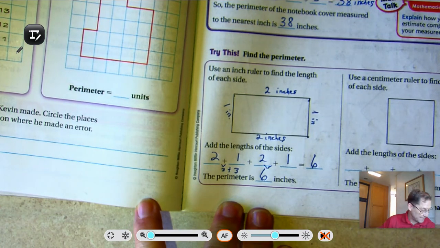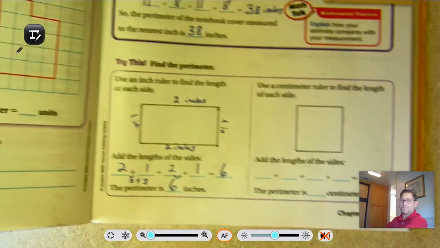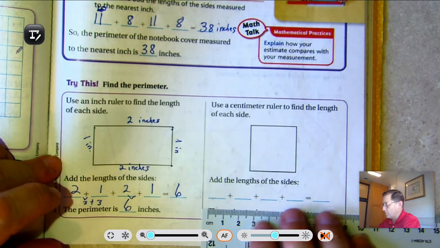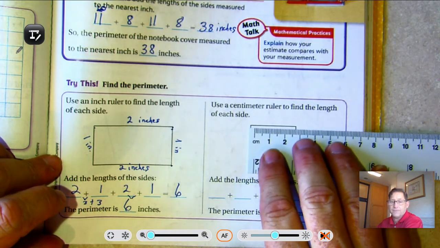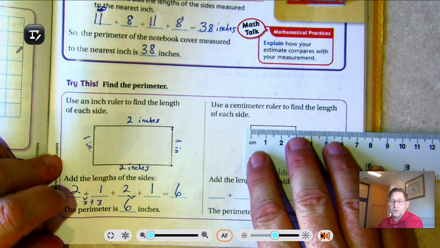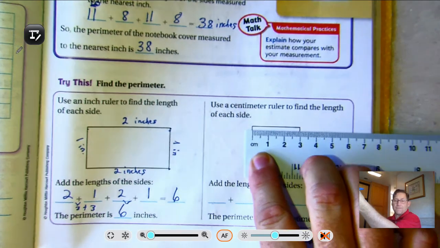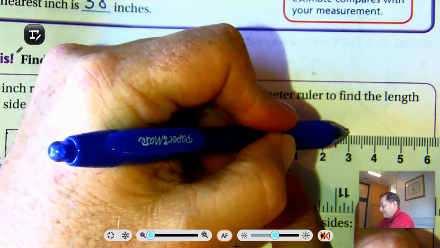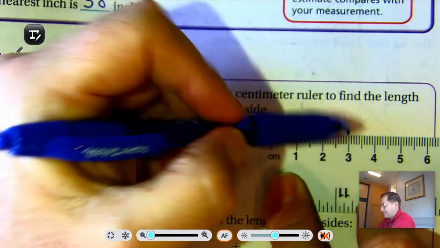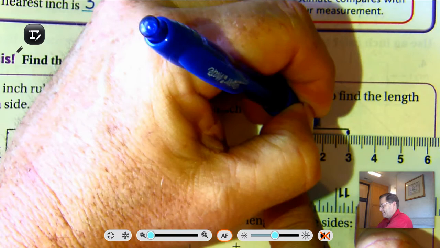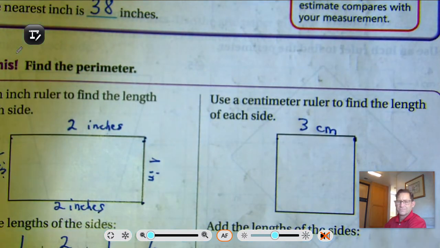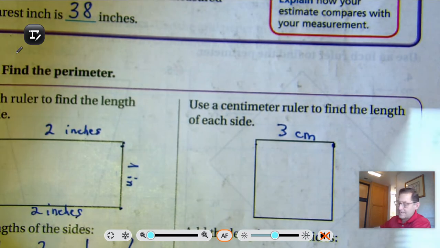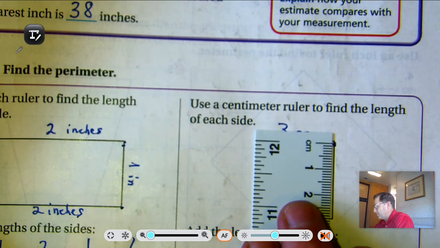Okay, now it says use a centimeter ruler. So use the opposite side, the one with the smaller marks. Put your ruler at 0 centimeters. Okay, so I have it at 0, and I have to see where it ends. It ends right there. What line is that? That's 3. So 3 centimeters. That sure looks like a square, right? Let's confirm it. Because if 2 of the sides are 3, that means all of them are 3 centimeters.